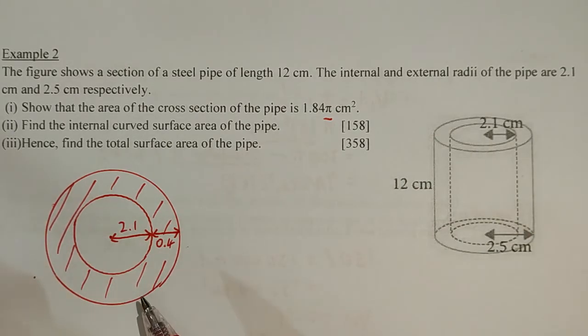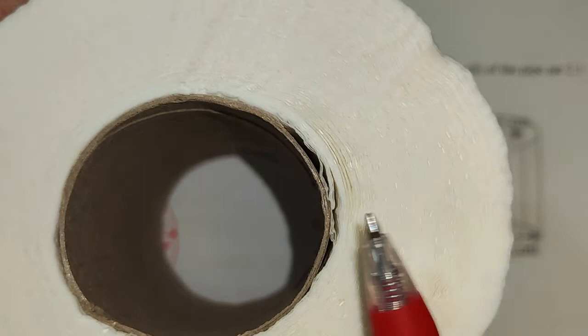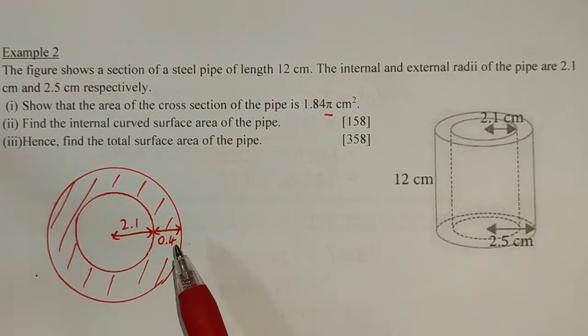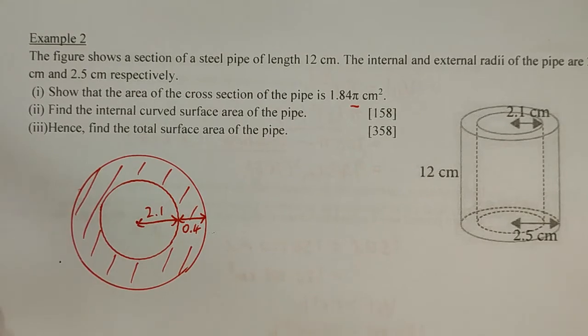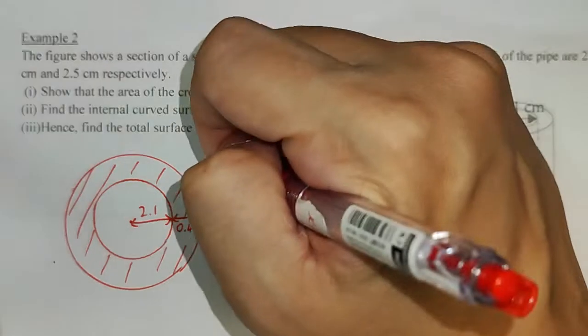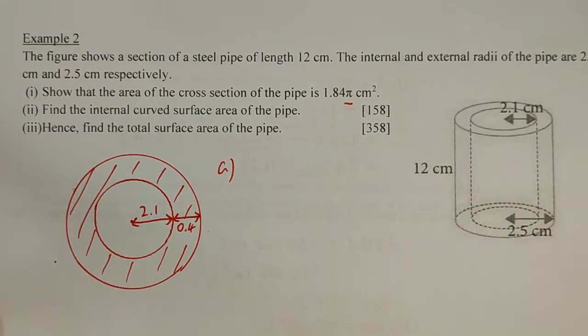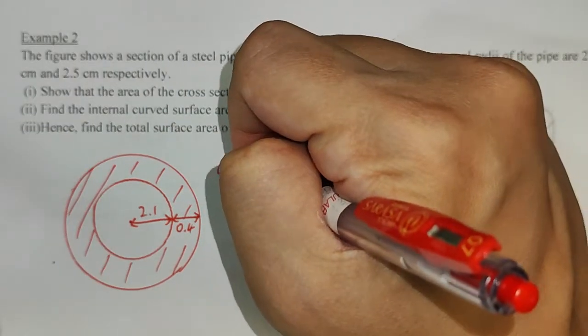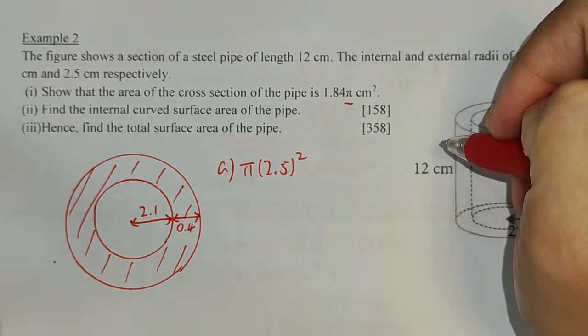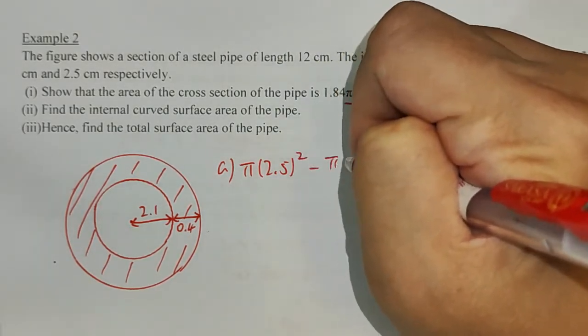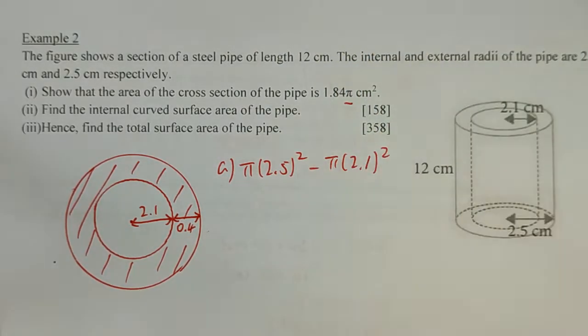As you look at it, it's similar to the toilet paper that I showed, right? So it's basically the top view of the toilet paper there. So the shaded region is what we want. This is what we have practiced before in primary school. So area of the big circle minus the area of the small circle. So pi r square, so 2.5 square, area of the big circle minus away area of the small circle.